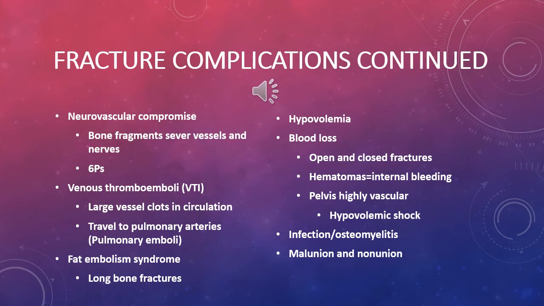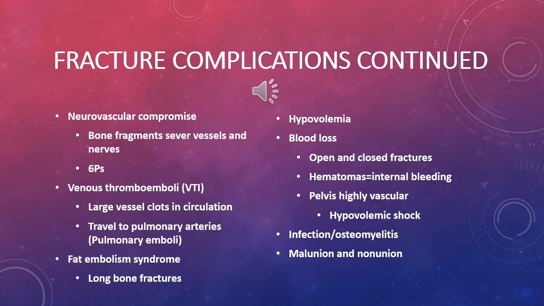Some other complications from fractures can include neurovascular compromise, and typically this is done during the trauma. When the fracture actually occurs, a bone fragment will sever the vessels and also the nerves around that area. So compartment syndrome, which we discussed earlier, the nurse is going to assess for neurovascular compromise using the 6 P's.